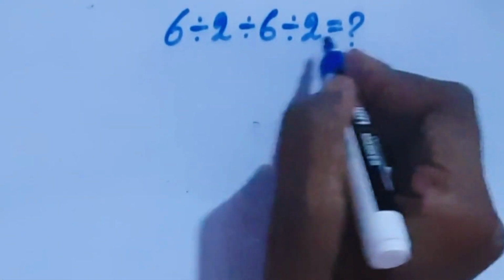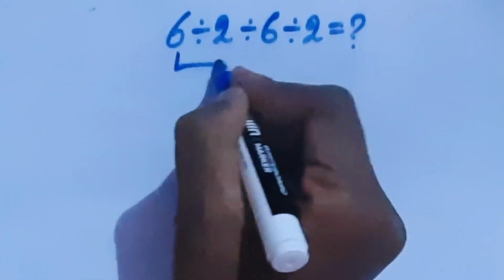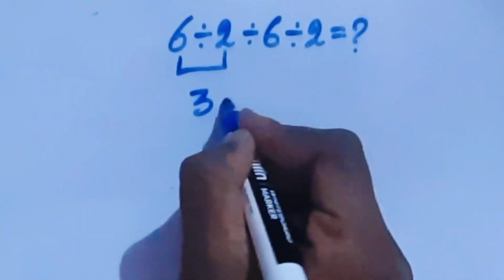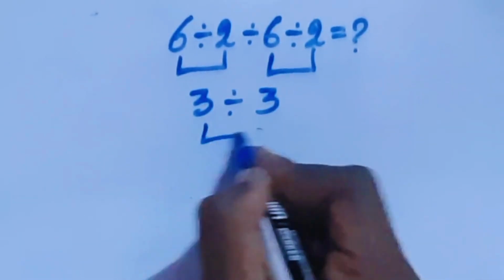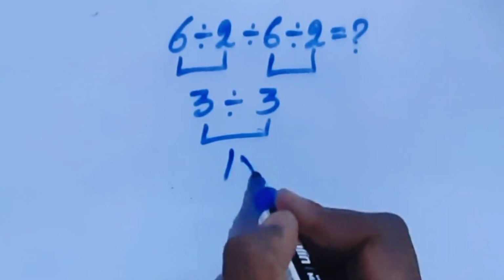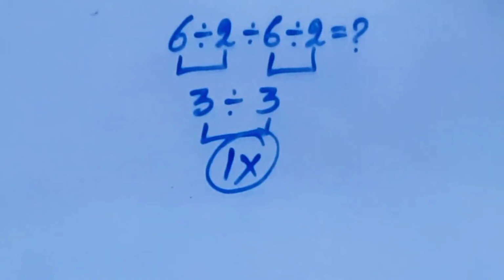I guess most people get the wrong answer for this problem, in the wrong order. Here, 6 divided by 2 is 3. Then 3 divided by 3 is 1, which is the wrong answer as per the order of operations PEMDAS. This 1 is the wrong answer.